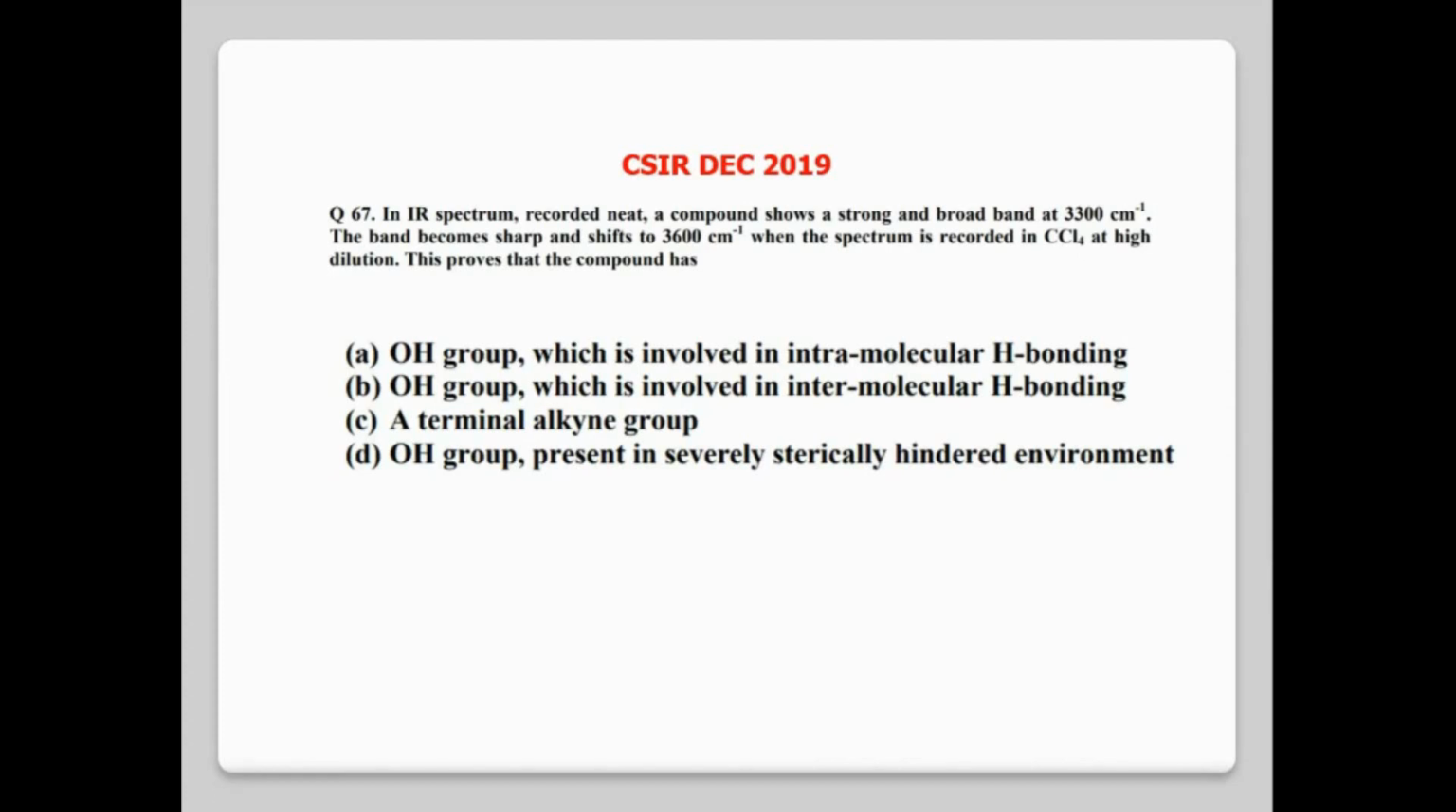In an IR spectrum recorded neat, a compound shows a strong band around 3300. The same band becomes sharp and shifts to 3600 when recorded in CCl4 at high dilution. They are talking about hydrogen bonding, but here they bring in intra. Can you tell that? Intermolecular. Very good. What happens with intramolecular hydrogen bonding?